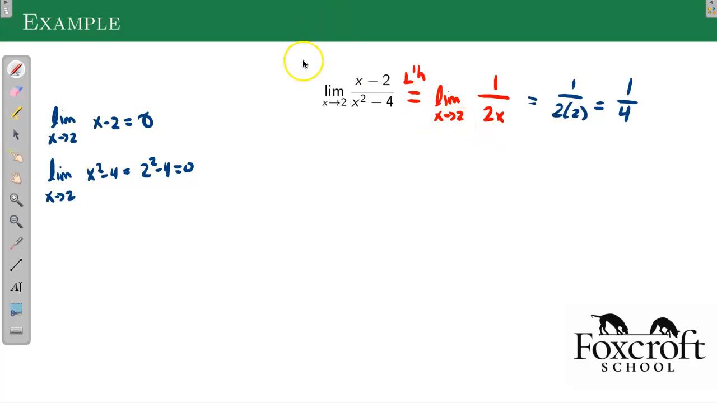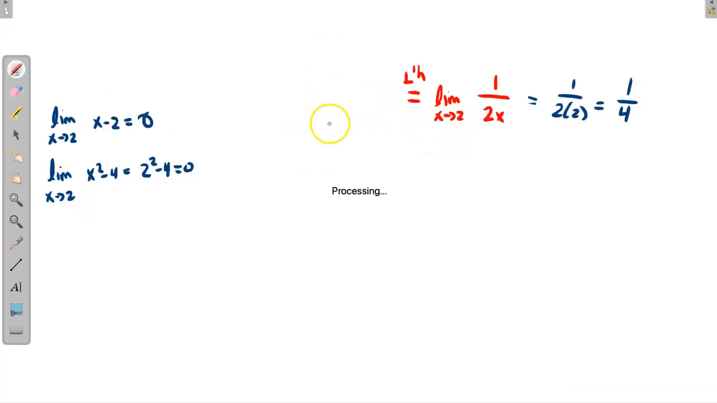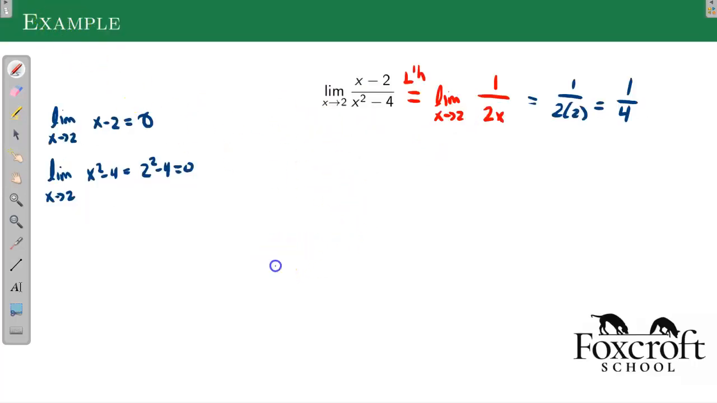But here's the thing with L'Hopital's rule, especially with the AP exam and how particular they are with how you use it. You would need to separately show that the limits of f and g are 0 or infinity. I do not do this. So let's look at this example again. If I had this limit, I don't say this limit is equal to 0 over 0.